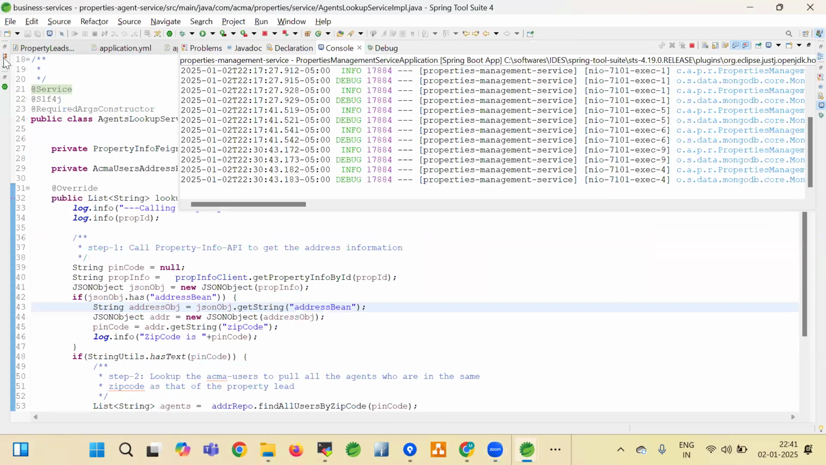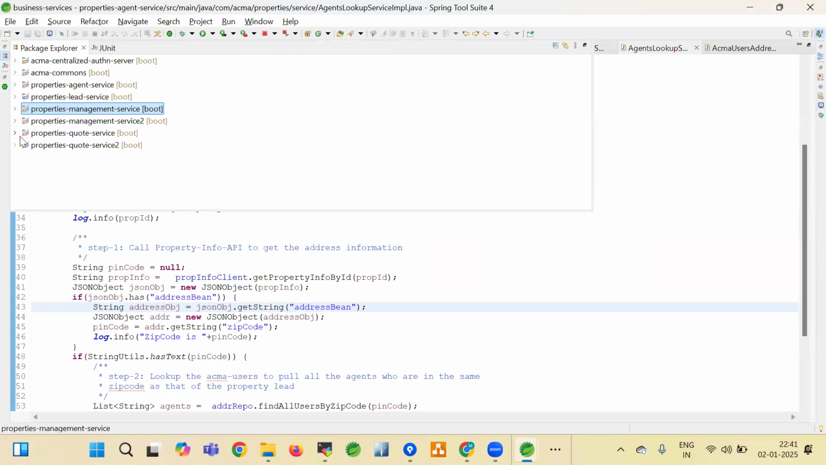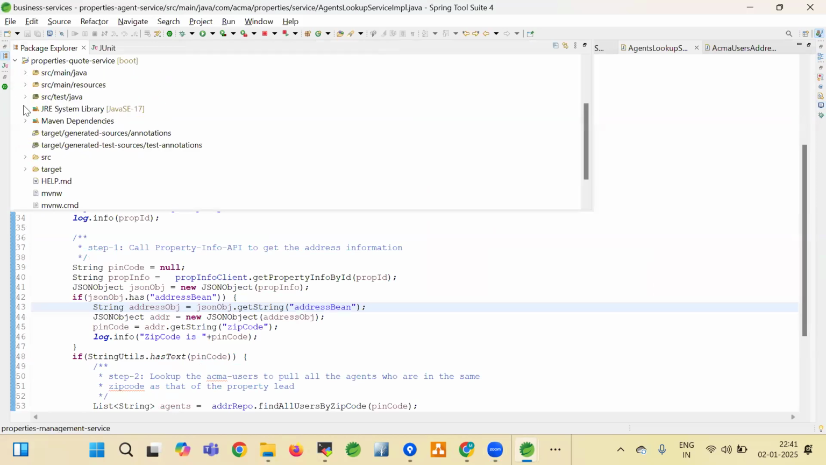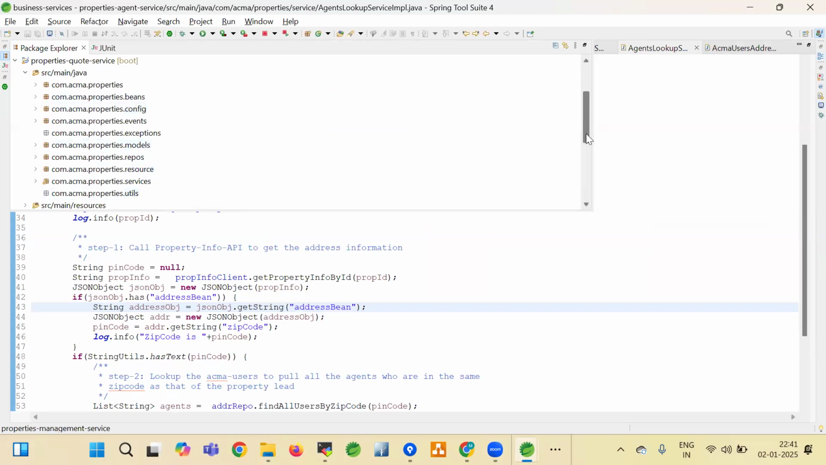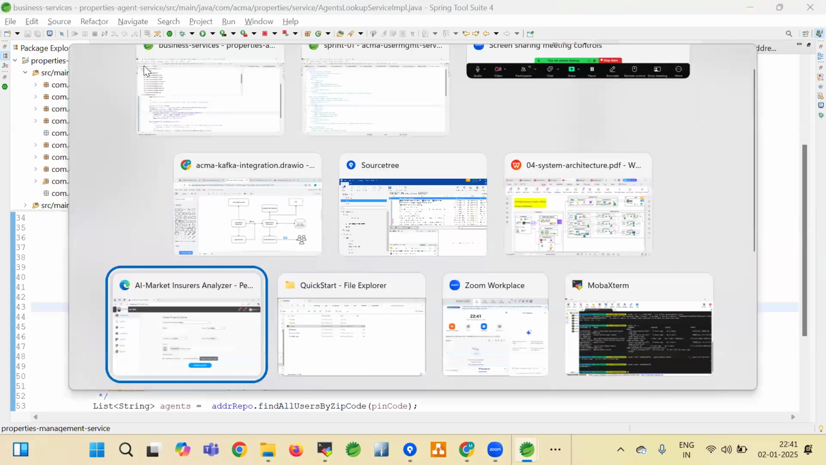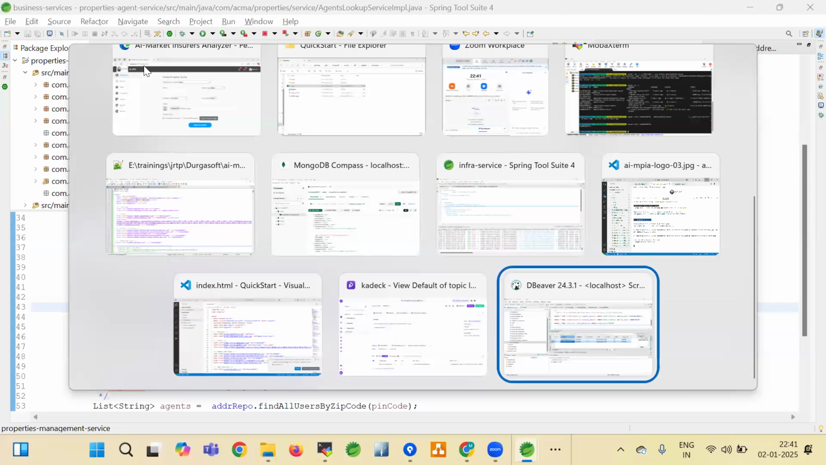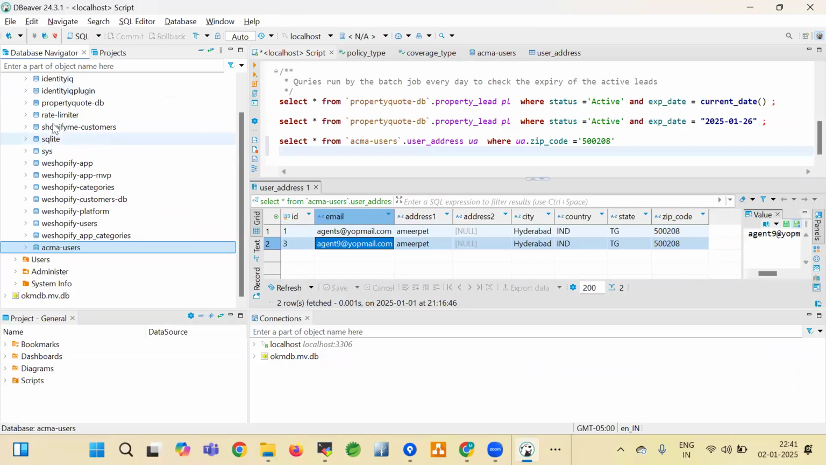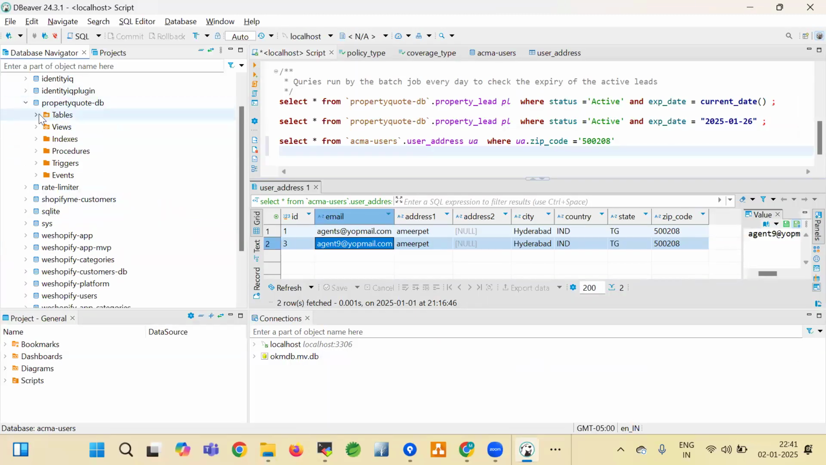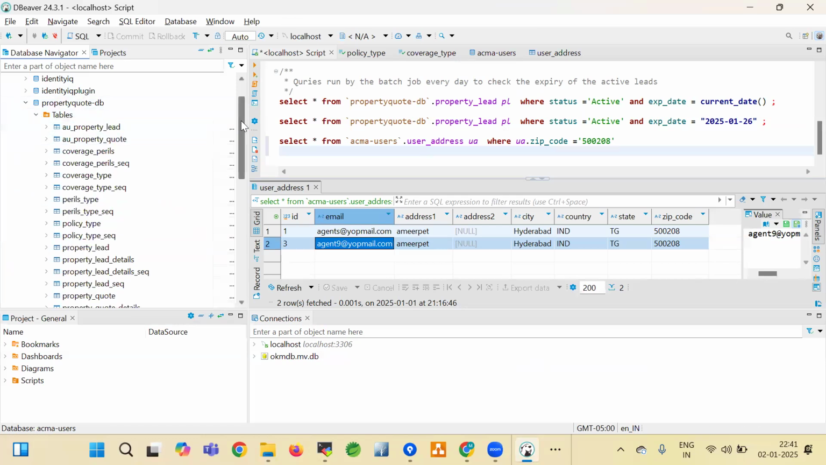I'll show you something. See how big the property code service is. This property code service itself has this many tables. I'm just telling you to give you the importance of this. The property code service will have this many tables inside it.